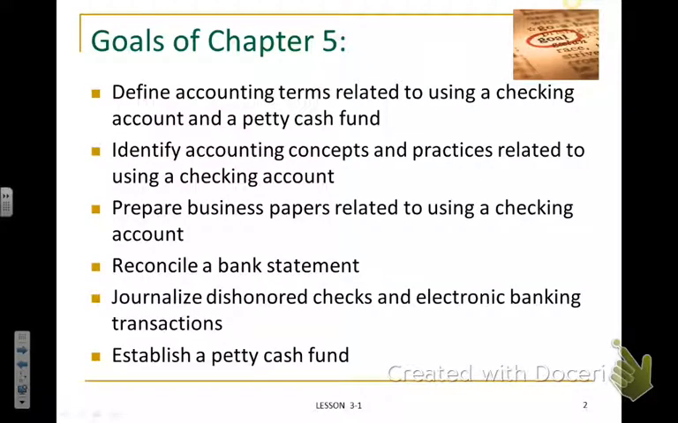In Chapter 5, we will be discussing the use of the checking account as well as a petty cash fund. We will also be discussing accounting concepts and practices related to using a checking account. We will be discussing business papers that are related to using a checking account. We will work through bank reconciliations, and we will journalize dishonored checks and electronic banking. Lastly, we will learn how to establish a petty cash fund and to manage one.